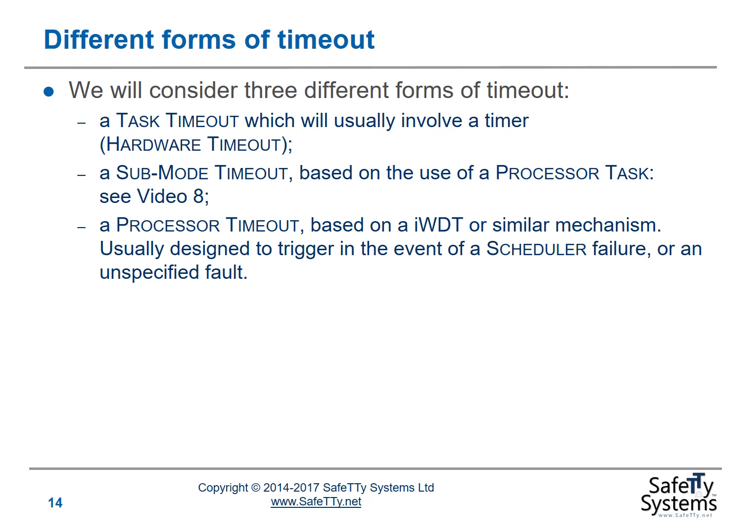Finally, we'll use processor timeouts based on an internal watchdog timer or a similar mechanism. These are usually designed to trigger in the event of a scheduler failure or some form of unspecified fault. We will say a little more about those. We've already discussed the use of watchdogs in this way, and we'll say more about these in some later videos as well.